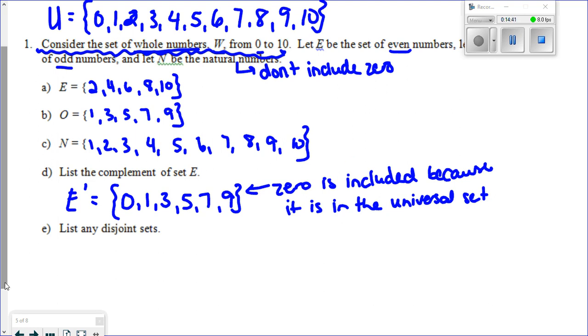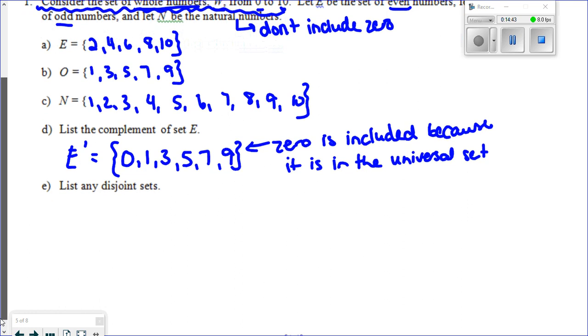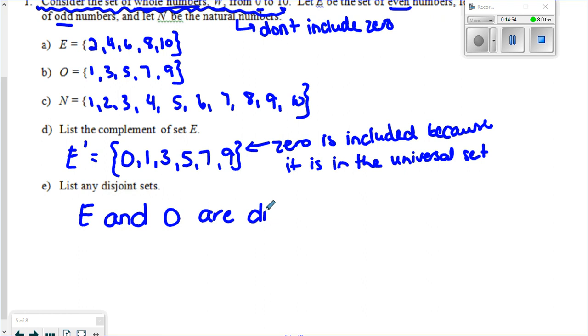So list any disjoint sets. Disjoint sets, again, are sets that don't have anything in common. So E and O are disjoint. And again, that's because they have nothing in common.